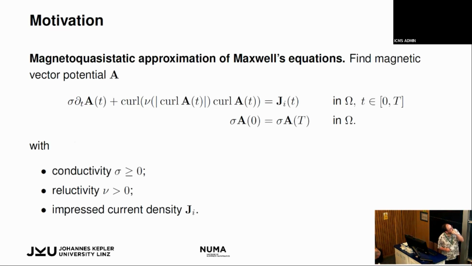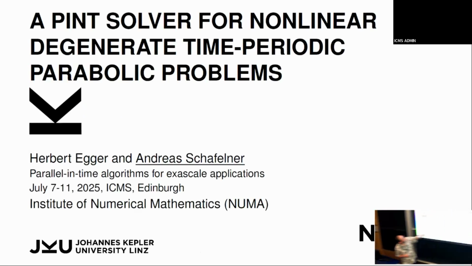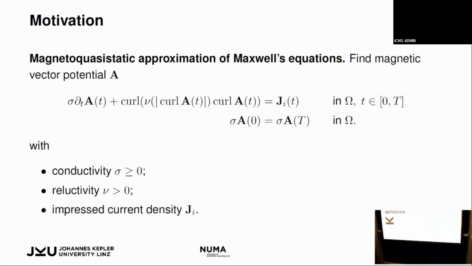So, motivation. We are interested in Linz. This talk is based on joint work with Herbert Egger, who is also in Linz. In Linz, we are currently very interested in simulating electrical machines, and the prototypical equation for time-dependent phenomena in electrical machines is the so-called magnetoquasistatic approximation of Maxwell's equations, or the eddy current equation, where we have this curl part with a nonlinear material law that gives you the magnetic properties of the material.